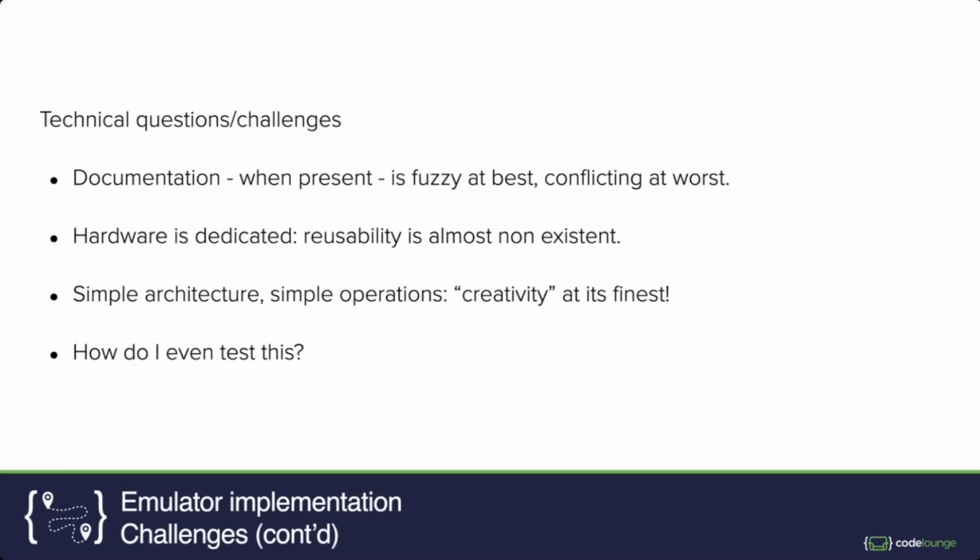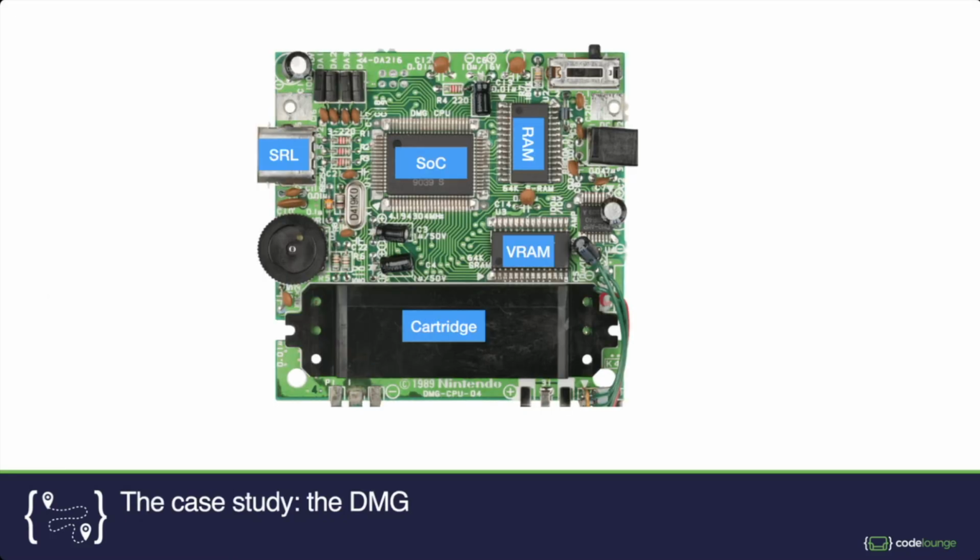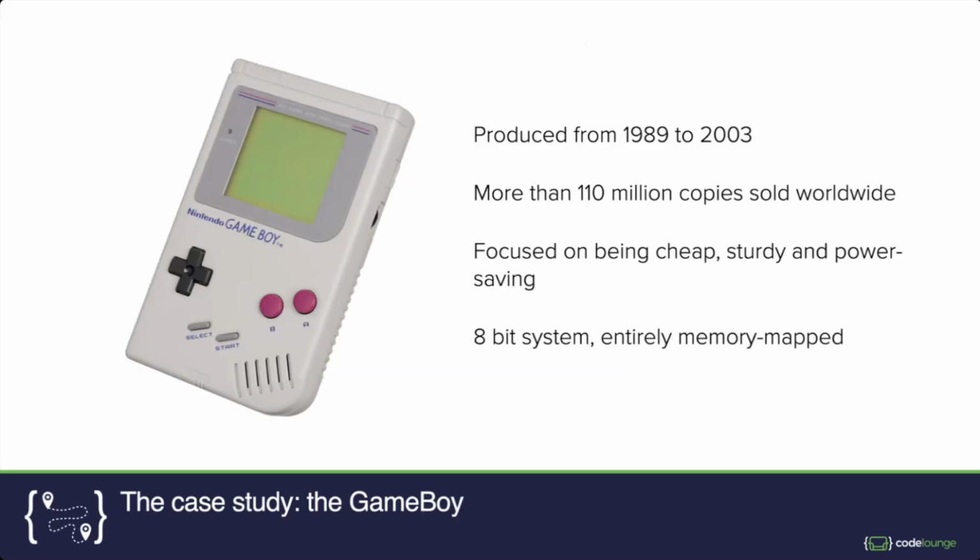And of course, now for the case study, this is what I will be talking about. It's actually a very simple system: it has a serial port, a system on a chip, which basically means that graphics, CPU, and audio are all bundled together. You have some RAM, some VRAM, and the slot to hold the cartridge. Now, I will give you a hint for what it might be. Yeah, that's the Game Boy, actually.